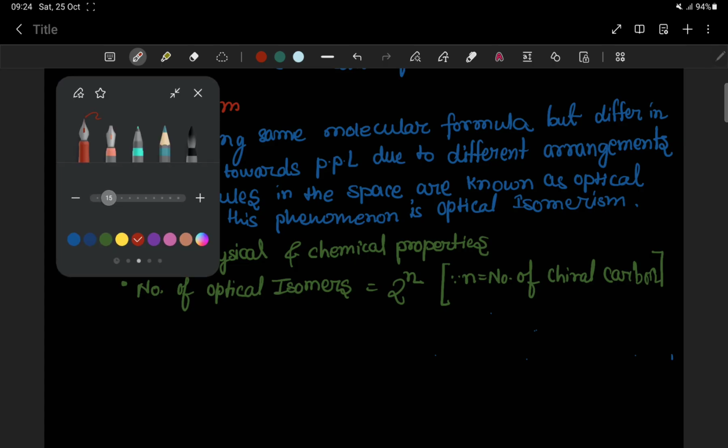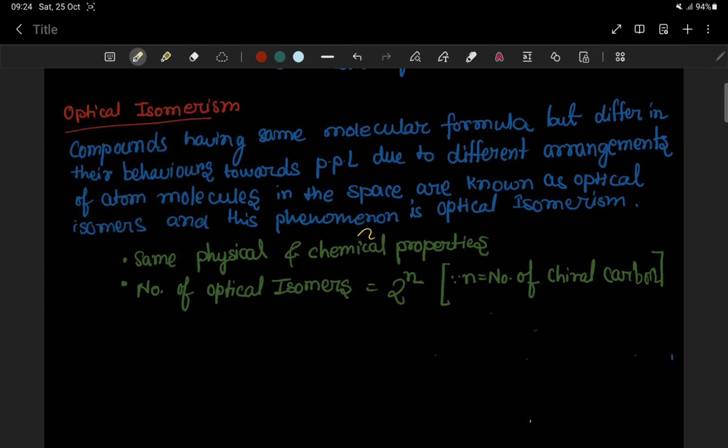Fine. What is optical isomerism? It is said that compounds having the same molecular formula but differing in their behavior towards plane polarized light, this is plane polarized light, due to different arrangements of atoms or molecules in space are known as optical isomers, and this phenomenon is called optical isomerism.